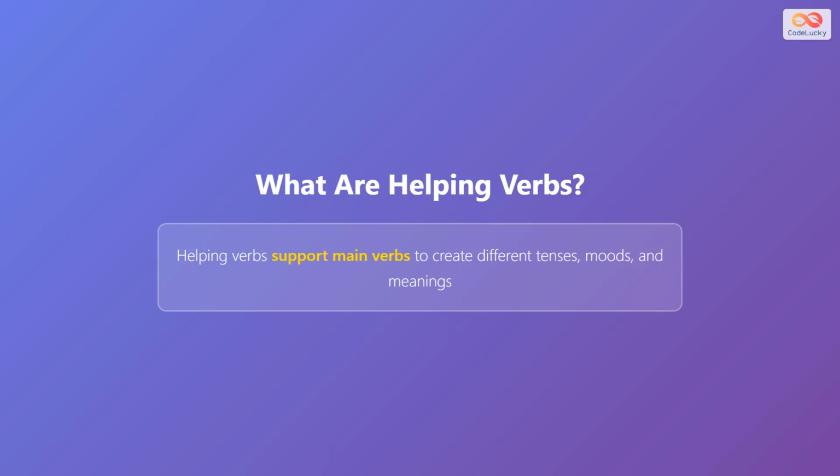Helping verbs are special verbs that support main verbs to create different tenses, moods, and meanings. Think of them as assistants that work together with main verbs. Without helping verbs, we cannot form many important sentence structures in English.